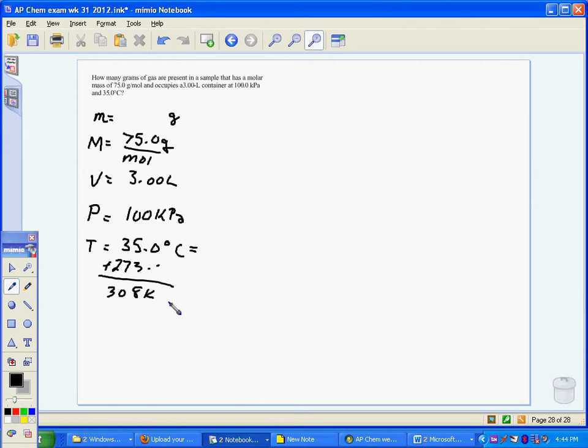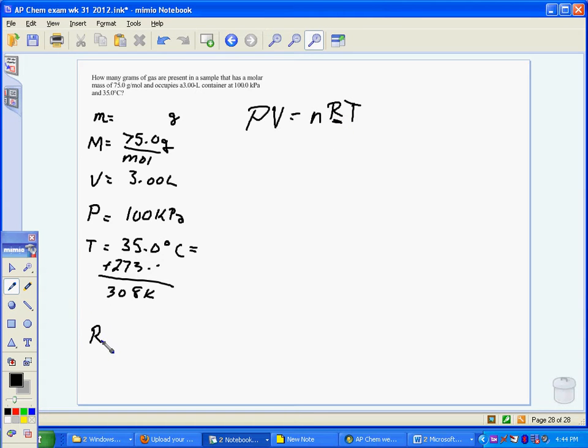Now, the number 2 thing that we want to do, we got to decide which gas law problem are we using here. We've got pressure, temperature, volume, and we've got the number of moles here. So the combined gas law is really not going to do what we need it to do. We're going to use ideal gas law, PV equals nRT.